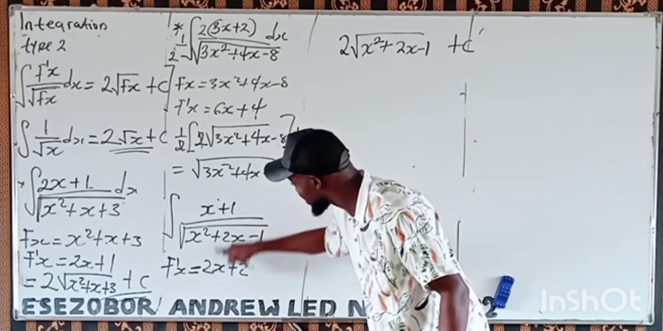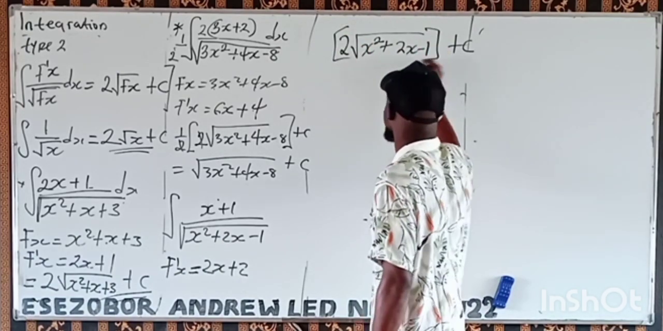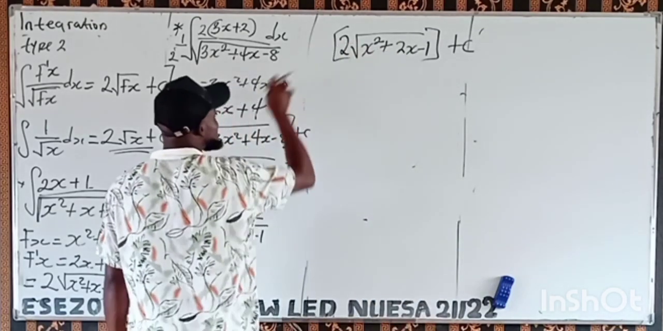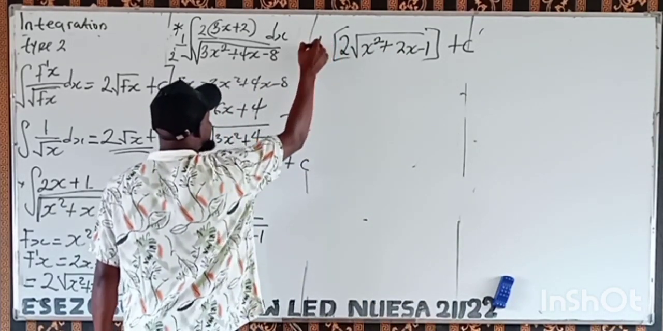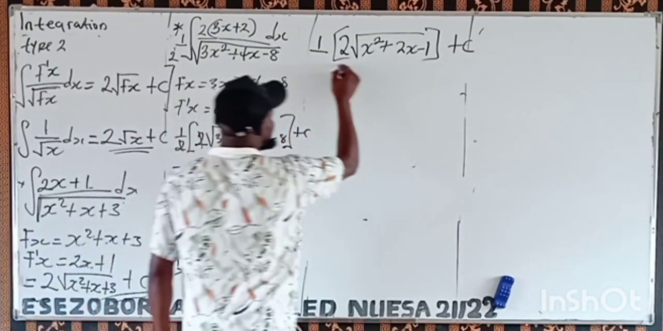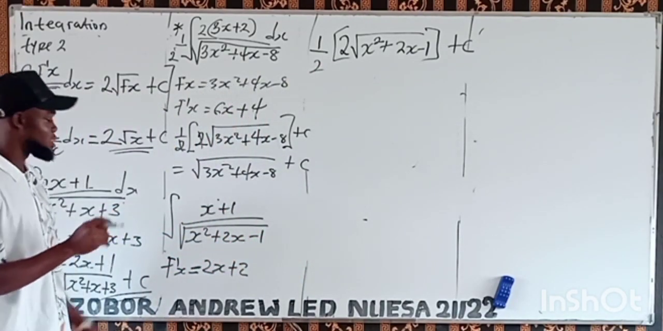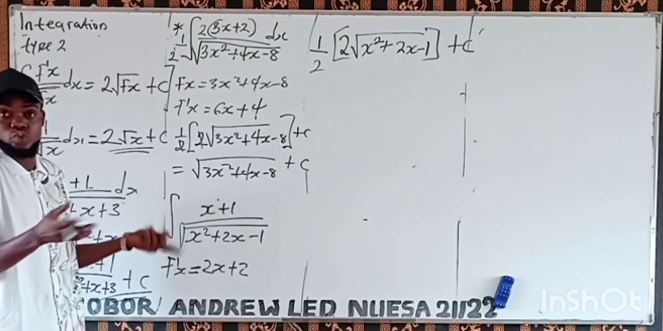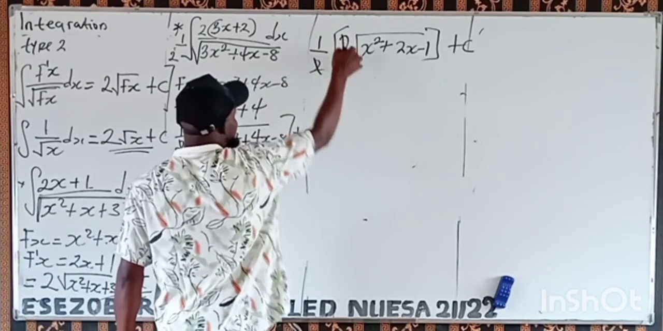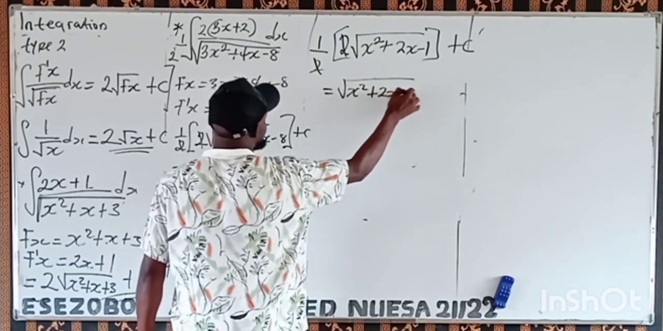But since this one is higher than this one by a particular digit, we write out the final answer and divide this answer by that digit. Dividing the answer by the digit means multiplying the answer by 1 over the digit. So you say divided by 2, or you just say times 1 over 2. You see the same thing. Multiply this one by 2, I'm going to have this, so that this will cancel this, and we'll have root of x squared plus 2x minus 1 plus c.